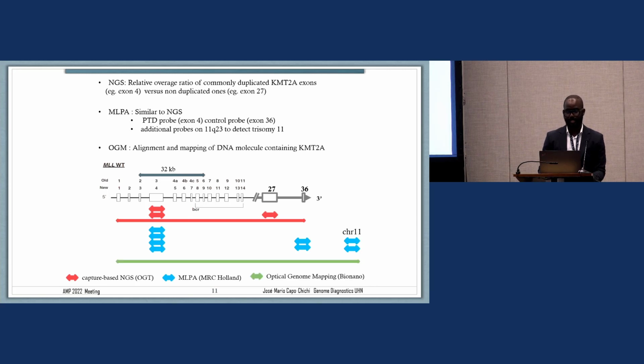Another way to detect KMT2A PTDs is using optical genome mapping, and this technology takes advantage of high resolution structural variant analysis and therefore allows the detection of both KMT2A PTDs and trisomy 11.